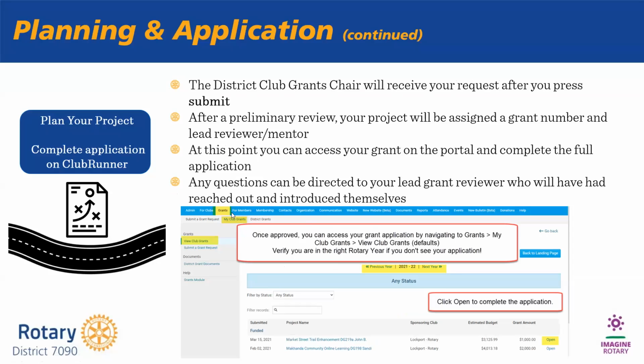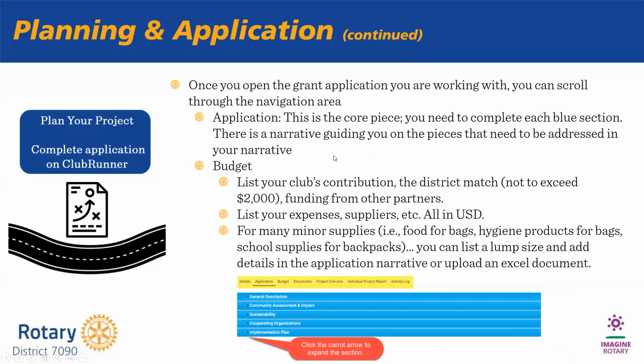You'll log back into My Club Runner. You'll go to Grants, My Club Grants, View Club Grants, and then if you have 1 application, you'll just have 1. If you're lucky enough to have 2 applications, you'll have 2. Just click Open on the application you want to work with. Once you are in there, you'll see this ribbon here. Details you've already done. Application is what you'll need to do. Budget is what you'll need to do, and documents. The rest of it you'll be working with a little bit later.